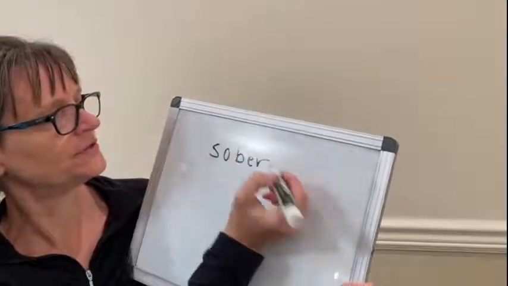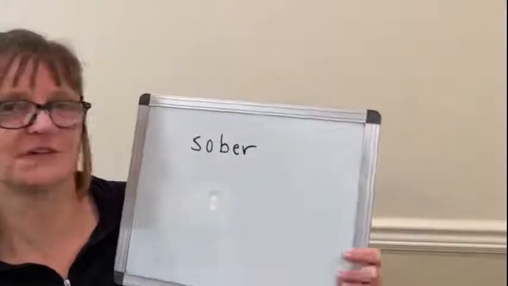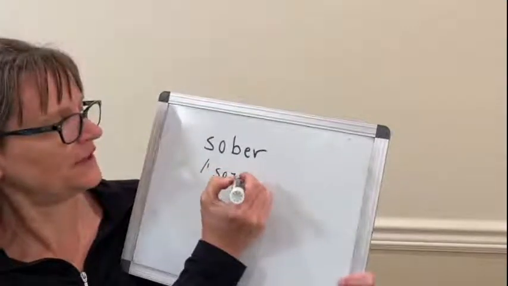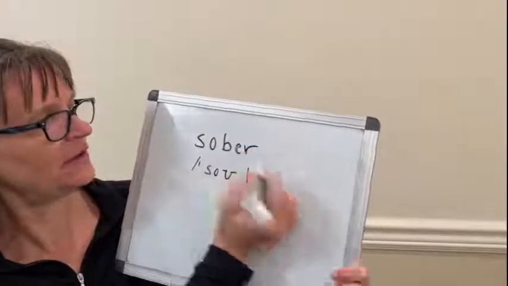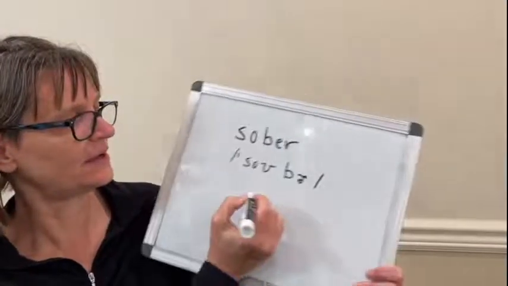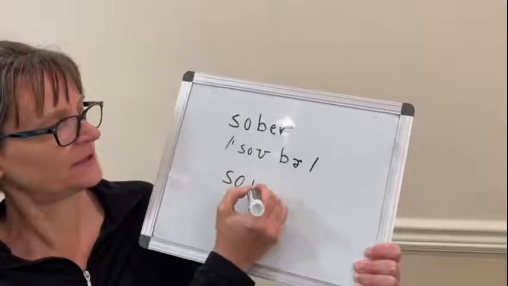So for sober, we have first syllable stress. There's our O again. So it's a diphthong. We're holding that longer as well. And then the letters ER just say that unstressed sound. So I would rewrite that like sober.